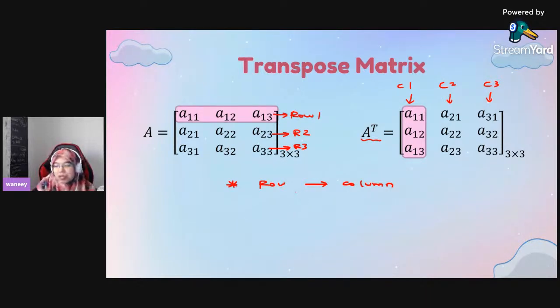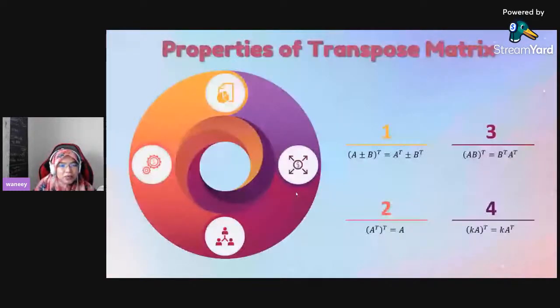Okay. Properties of transpose. So we have a few properties of transpose. The first one is that if you do an addition or subtraction first before transpose, it will be similar to transpose each of them and then do the addition or subtraction later on. So kita boleh buat tambah dulu, dah dapat value baru buat transpose, ataupun nak transpose siap-siap baru buat tambah tolak pun boleh lah.